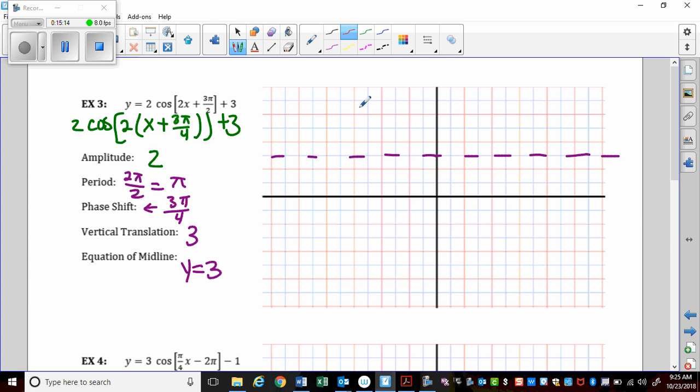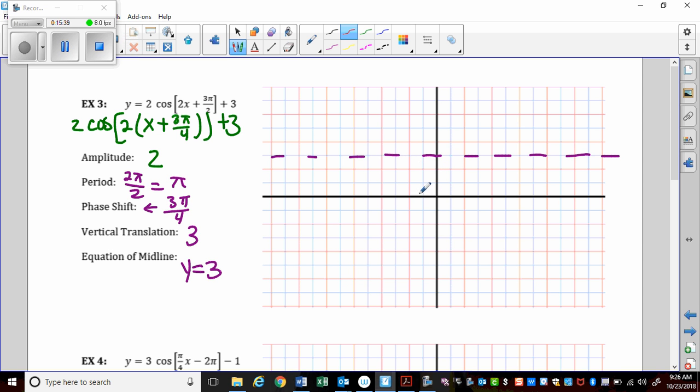So I know that cosine usually starts at 1 and then goes down to 0 and then -1 and then back up to 0 and then 1 again. That's one full revolution of cosine. So cosine's a little bit different than sine. I know that this is my midline, so I'm shifting it up 3. I'm shifting it to the left 3 pi over 4.